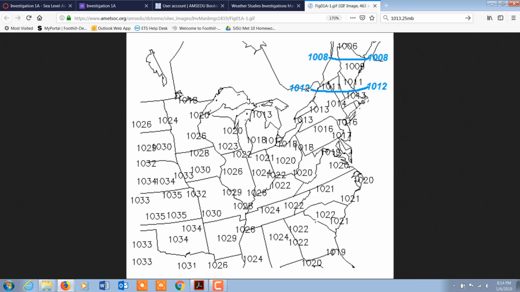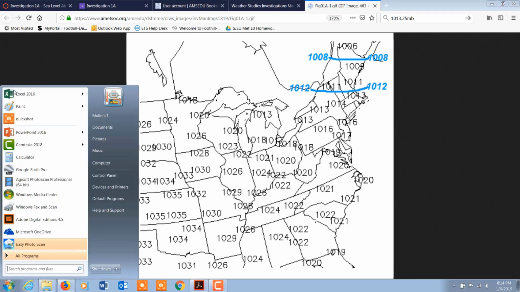Okay? Now, without further ado, let me actually show you how to draw isobars on this map, and then I'll get you started with the applications map. All right, so what I'm going to do, I'm going to copy this image.